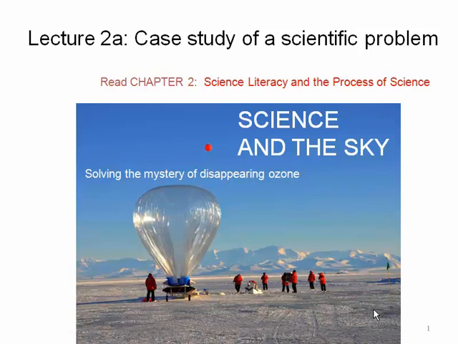In this, the second lecture, we're going to examine the tools that environmental scientists have to bring to bear to help solve environmental problems. And we're going to use a particular case study as a way to look at our approach. For this chapter, you should be reading Chapter 2 on literacy in science and the process of science. And we're going to be considering problems with ozone in the atmosphere that were first noticed down in the Antarctic.